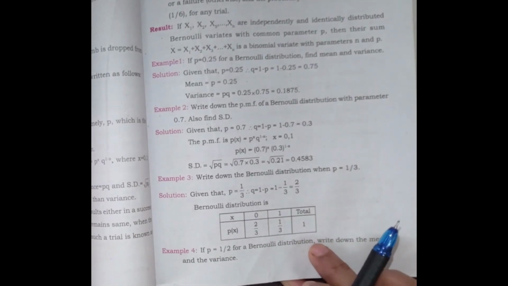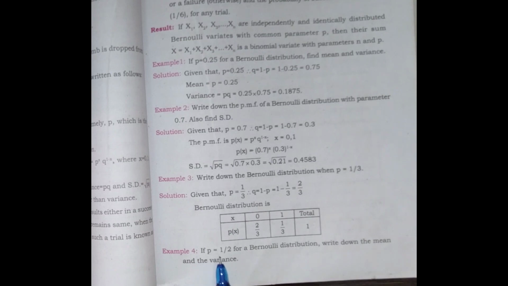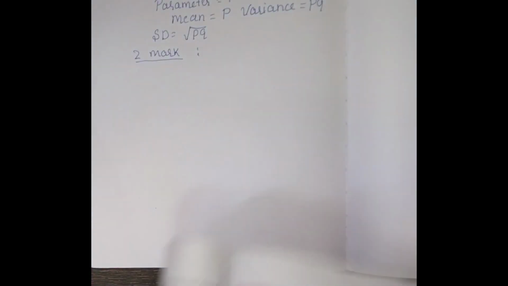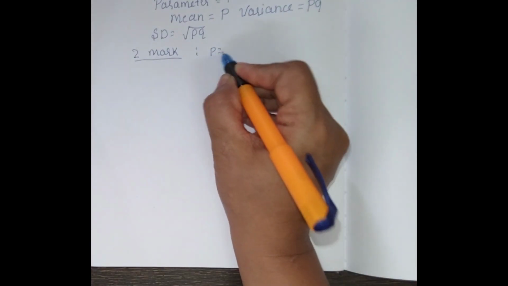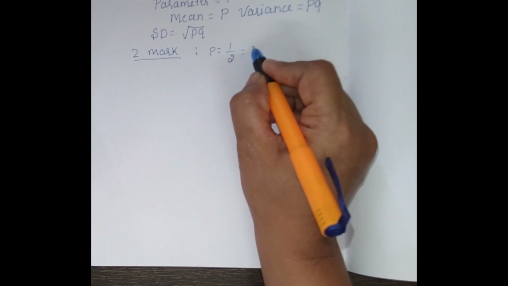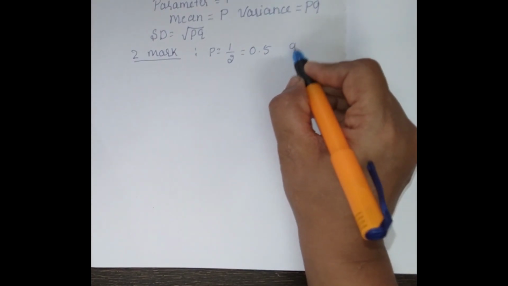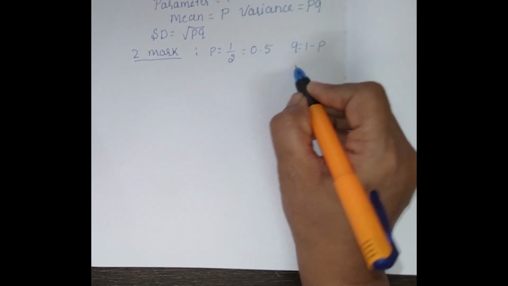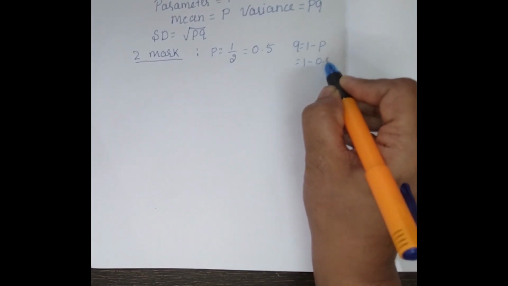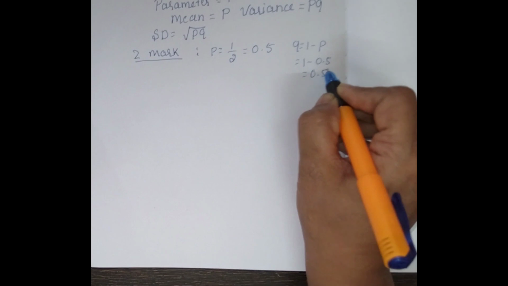Then the same type of question here. If p is equal to 1 by 2 for a Bernoulli distribution, write down the mean and variance. If p is equal to 1 by 2, you have to convert it into 0.5. If you want, you can take it. And then q is equal to 1 minus p, so 1 minus 0.5 is equal to 0.5 or 1 by 2.